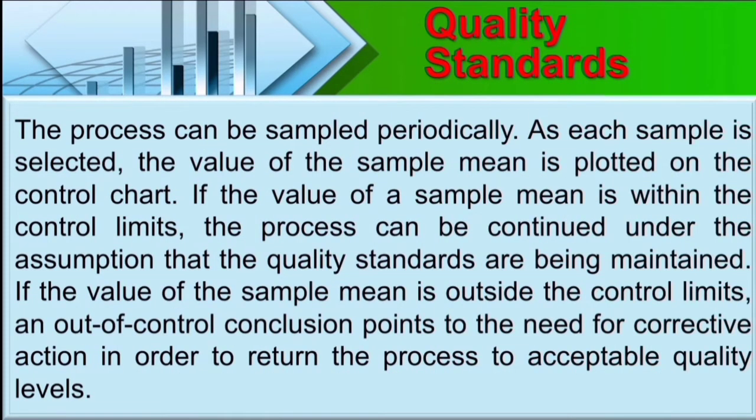Quality standards. The process can be sampled periodically. As each sample is selected, the value of the sample mean is plotted on the control chart. If the value of a sample mean is within the control limits, the process can be continued under the assumption that the quality standards are being maintained. If the value of the sample mean is outside the control limits, an out of control conclusion points to the need for corrective action in order to return the process to acceptable quality levels.